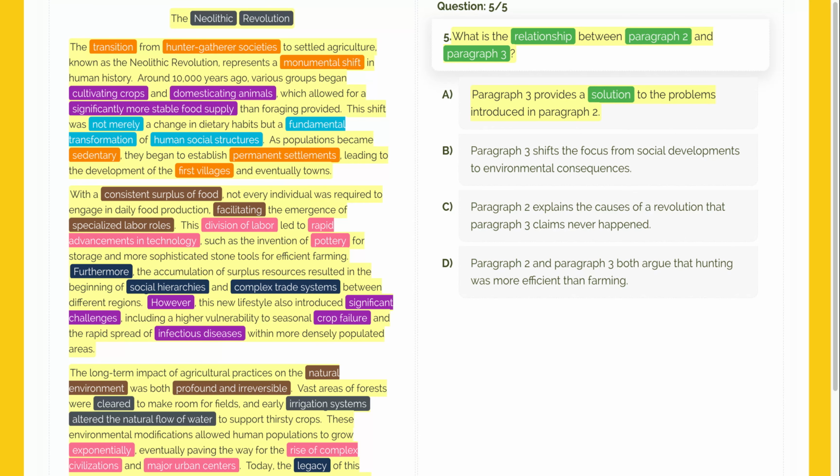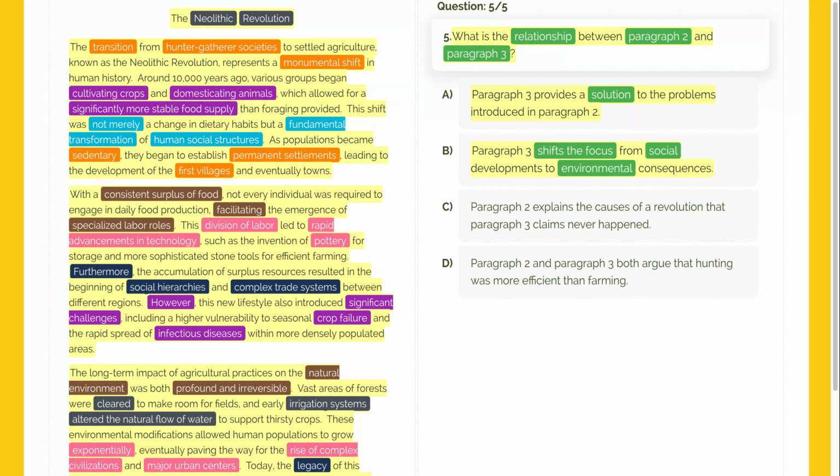Next, we'll examine option B. Paragraph 3 shifts the focus from social developments to environmental consequences. This option says the text shifts the focus from social to environmental areas. Paragraph 2 is all about how people related to each other, labor, trade, and hierarchy. Paragraph 3 immediately begins with agricultural practices on the natural environment. This is an accurate description of how the author organized the passage. This option is correct.